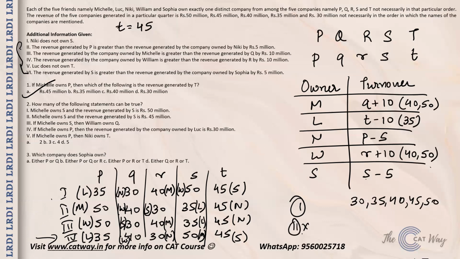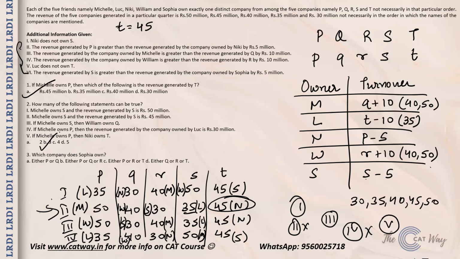Third, if Michelle owns S, again the same case, then William owns Q. Yes, that is happening, so the third statement is correct. Fourth, if Michelle owns P, we are talking about the second case, and the revenue generated by the company owned by Luke is 30. But Luke ki company is getting 35, so statement 4 is wrong. And if Michelle owns P, in the same second case, then Nikki owns T, and that is absolutely correct. So the fifth statement is correct. So the total number of correct statements is 3.